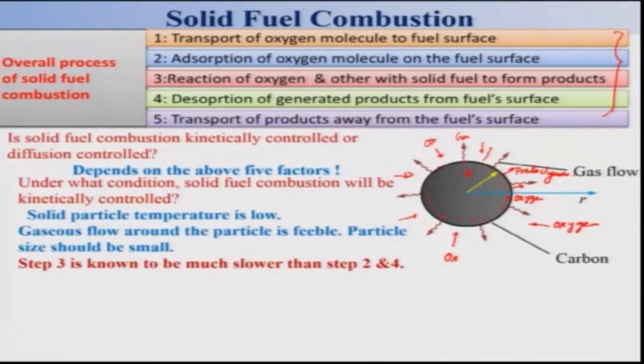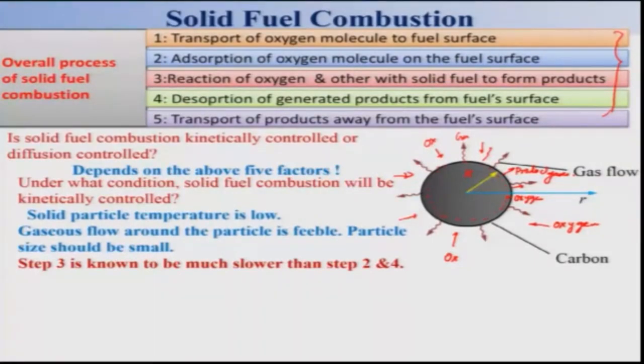And if the particle size is small and the gaseous flow around the particle is quite feeble, and another condition is that the solid particle temperature should be low. If the particle size is small, that means oxidizer and fuel already have more chance to come in contact, and the flow is really not much. Therefore, it is not affecting the solid surface. And of course, the temperature should be low, so that the gradient will not be much.